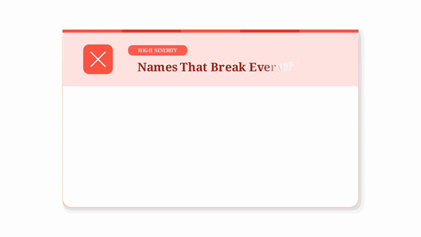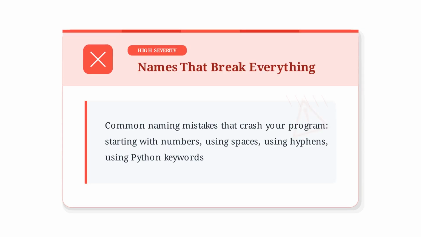Let me show you the variable names that will immediately crash your program. Names starting with numbers, names with spaces, names with hyphens, and using Python's special words like class. Python will refuse to run your code if you break these rules.